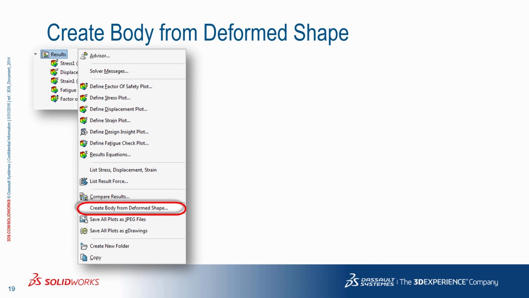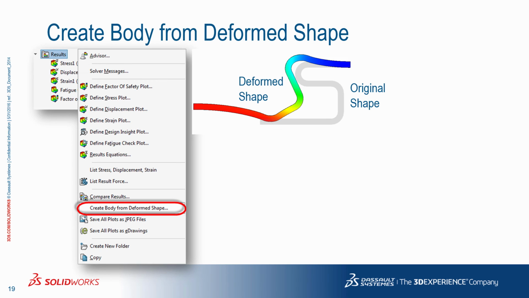Next, let's talk about being able to create a body from a deformed shape. So in SOLIDWORKS simulation, you can save the true deformed shape of a part or assembly resulting from running a static or a nonlinear static study. So in the example illustrated, the original shape and the deformed shapes are shown.